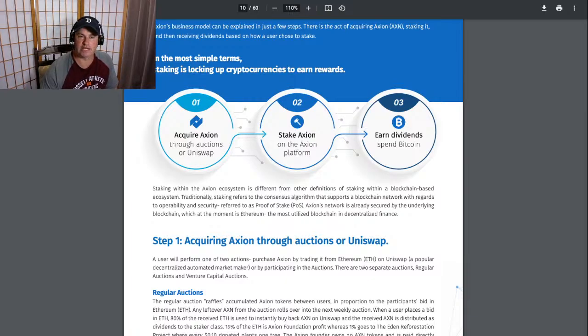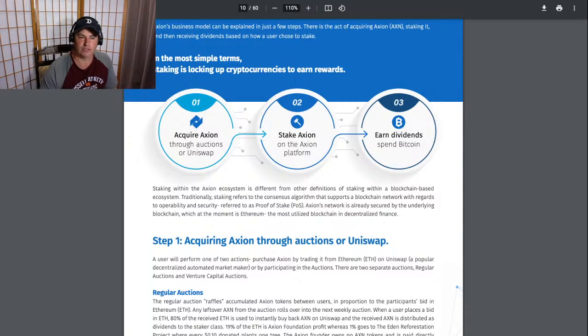Number two, stake Axion on the Axion platform. And then number three, earn dividends and spend Bitcoin. So it's pretty neat. A lot of the wrapped Bitcoin you get means that you're not going to sell down your Axion as much, because you're going to get wrapped Bitcoin. So it's very cool, and it helps sustain the Axion underlying value.